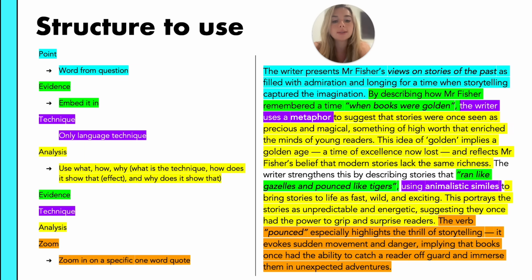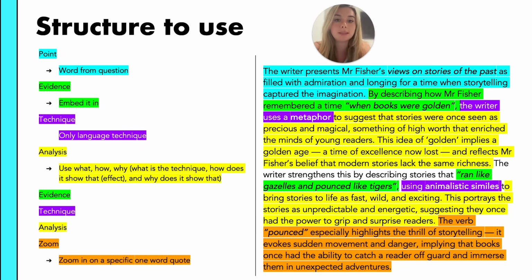The writer strengthens this by describing stories that ran like gazelles and pounced like tigers. So you can see I've embedded that in, using animalistic similes, my other technique, to bring stories to life as fast, wild, and exciting. So you can see that what I've said is the simile brings the stories to life, because obviously pounce like a tiger, think a tiger is something alive. So I've said, it makes it seem like the stories are alive, they're fast and wild. So that's a good top tip.